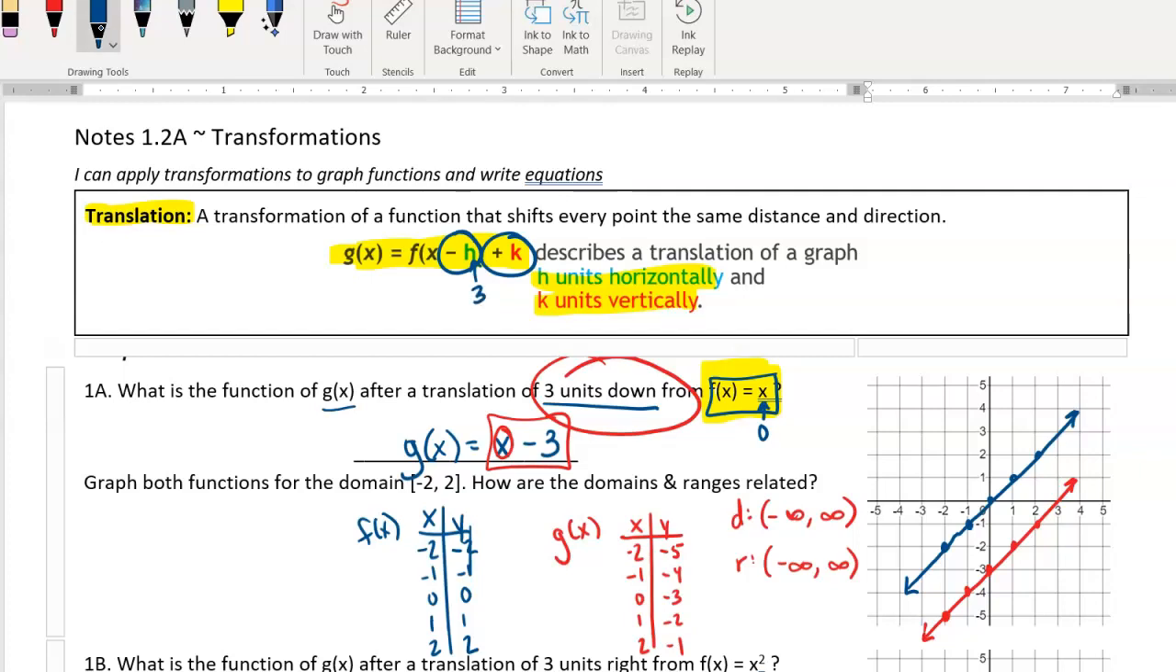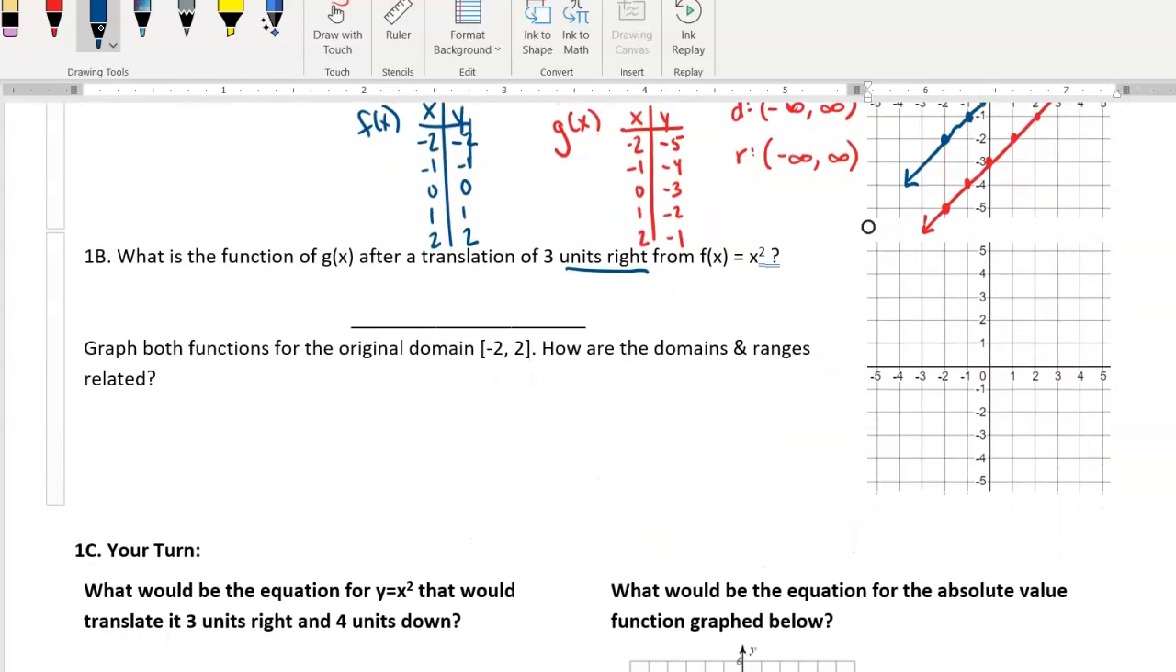If we're going to replace h with 3, notice what we would have there. We would have x minus 3. Okay, so that's what would happen. If we put 3 in there for h, we'd get the equation x minus 3. Specifically for this one, it's x minus 3 squared. So that's what happens when we move it to the right 3 units.